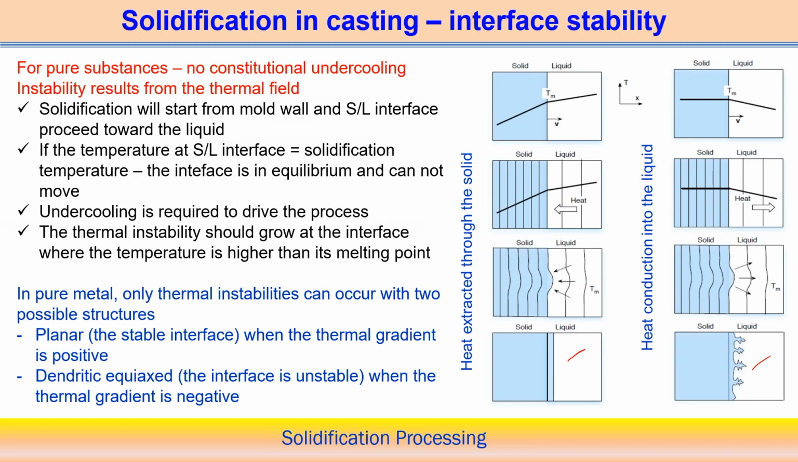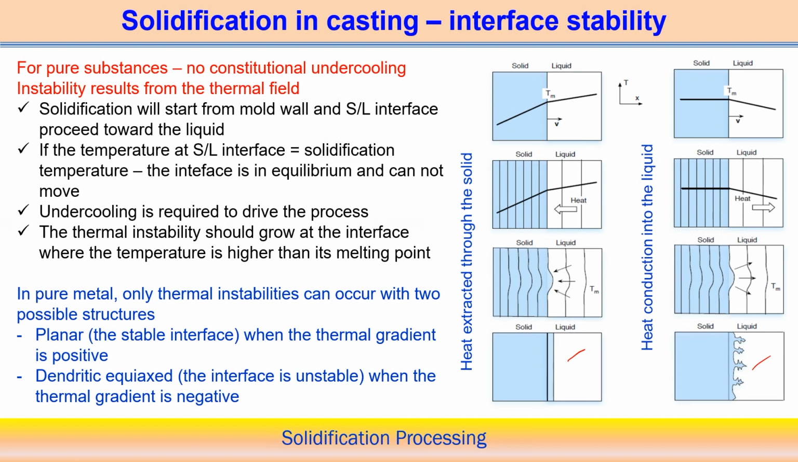It means that if the planar front is not stable there, the instability creates some kind of perturbation at one particular position, and it will further modify the temperature gradient and the heat flow direction, or the rate of heat flow. Then another perturbation will be created, and then it creates a different kind of cellular or dendritic structure. So we can say that in the case of the pure metal, only thermal instabilities can occur, in two different possible ways.